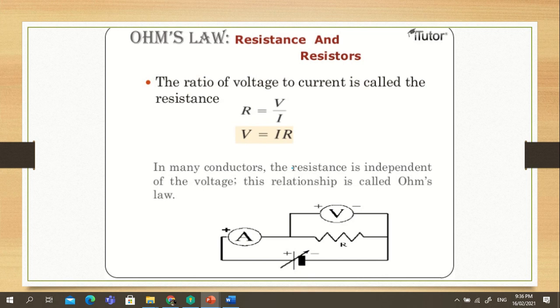In many conductors, the resistance is independent of the voltage. This relationship is called Ohm's law.